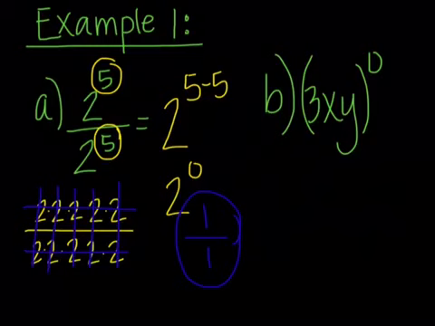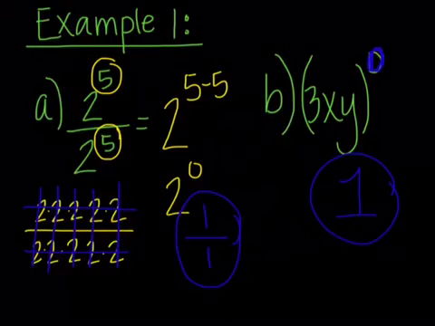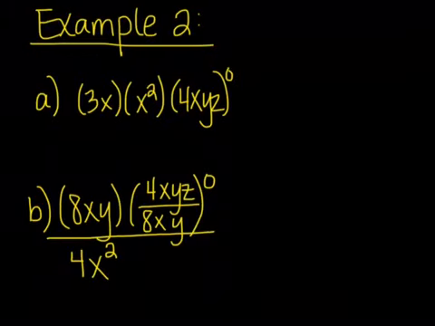So example B, 3xy to the power of 0, my final answer for this would just simplify down to 1. Let's make it a little harder. 3x times x squared times 4xyz raised to the power of 0.